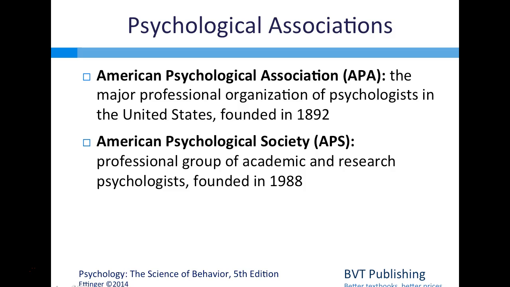A couple different psychological associations for you to be aware of. The American Psychological Association. This is the major professional organization of psychologists in the United States. This is the organization that puts out the DSM, which is the Diagnostic and Statistical Manual, which is the accepted form of diagnosing mental illness in this country. And also, you will be citing things. If you cite references in your discussion posts and whatnot, you will be citing them using APA format.